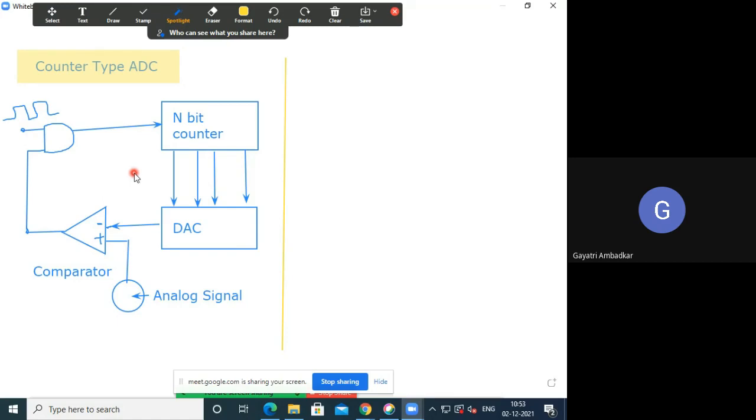So let's take an example of a 4-bit counter. See how it is counting. So this is your VA. Let's make your VA.